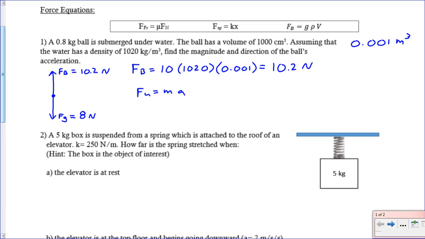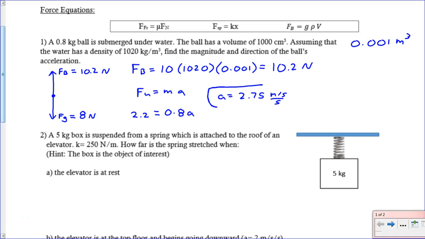Our unbalanced force in this case, there's 8 newtons down, there's 10.2 newtons up. That's unbalanced. It's unbalanced by 2.2 newtons. All right, so our Fu is 2.2. The mass of the ball is 0.8, and then times acceleration. Divide both sides by 0.8, and we get that acceleration equals 2.75 meters per second squared.